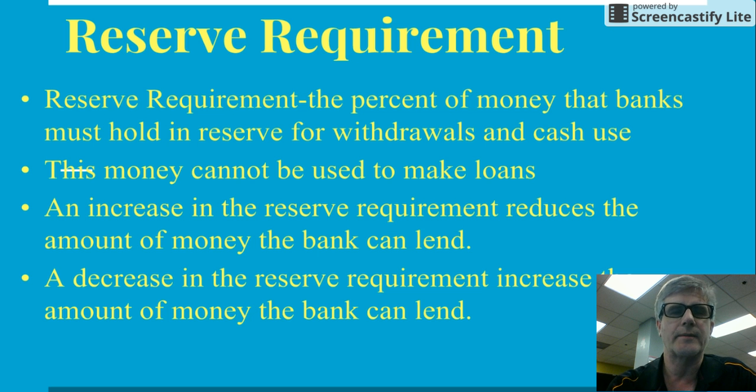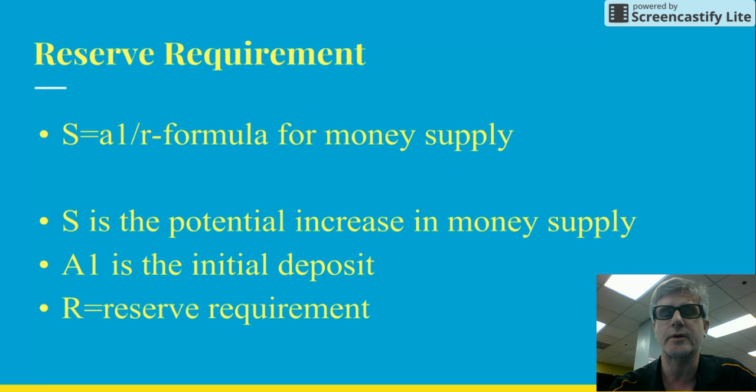So this is the formula, S equals A1 over R, and basically what we're trying to do is increase the money supply. If we increase the money supply, we're going to increase the amount of loans. If we increase the amount of loans, we increase borrowing, then spending, and then GDP. S is the potential increase in money supply. That's what we're trying to make go up or down by 1%, 2%, 3%, or whatever you decide.